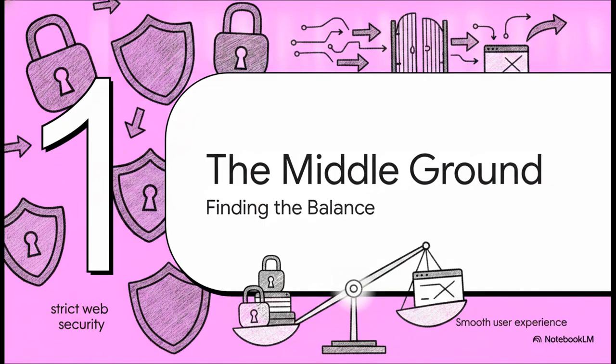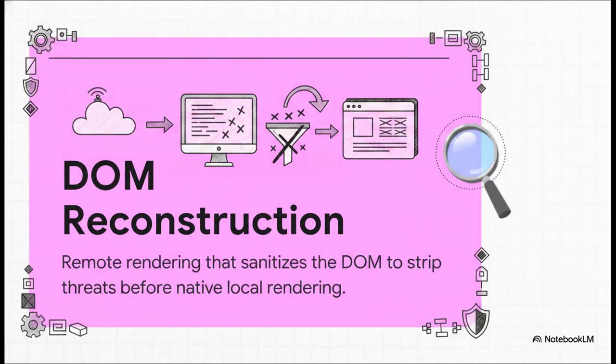All right, Part 1, the isolation middle ground. So in enterprise security, we've always had this unavoidable tug of war, right? Strict security versus a smooth user experience. Lock things down too tightly, and productivity just dies. Leave things too open, and, well, you end up on the front page of a tech blog for all the wrong reasons. Enter DOM reconstruction browser isolation. It's kind of the architectural hero here.